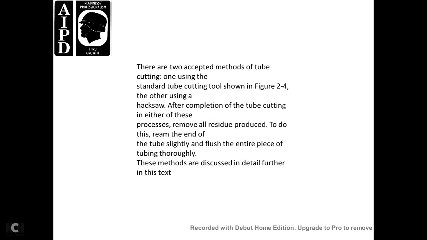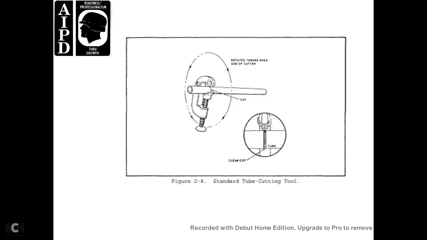There are two accepted methods of cutting: the one using the standard tube cutter shown in Figure 2.4, the other using the hacksaw. After completion of the tube cutting, the process of removing all residue is required. To do this, reamed the end of the tube and slightly reflash the entire piece of tubing through. These methods are discussed in detail further in this text.